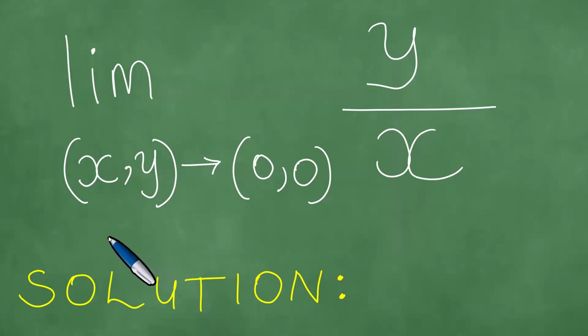Right, we have here this particular limit of a multi-variable function. We need to evaluate the limit of y over x as x and y tend to 0 and 0. We present a solution to this particular problem, but in a step-by-step fashion as follows.